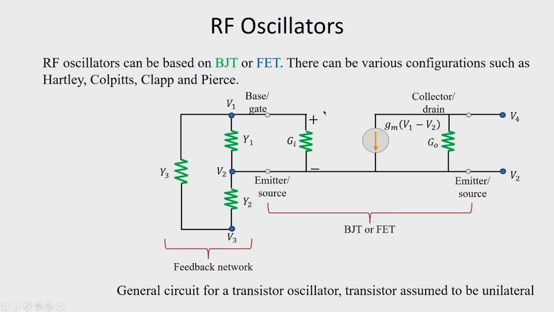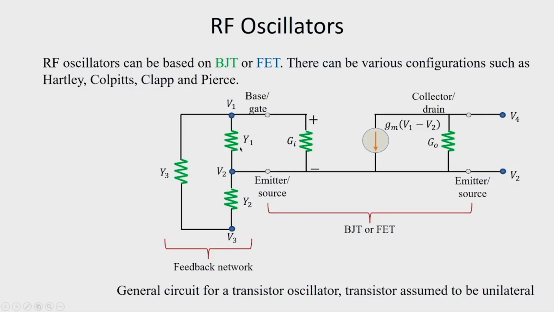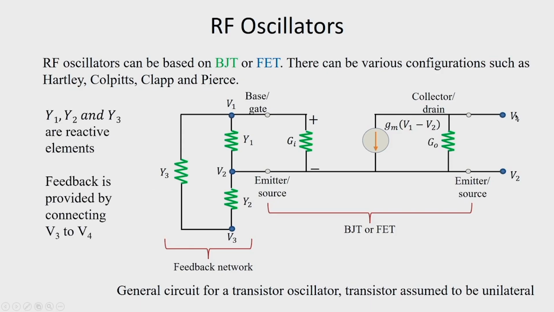In case of a FET, this terminal is the gate terminal, this is drain terminal, and this is source terminal. We have a feedback network which usually comprises reactive elements which are represented as Y1, Y2 and Y3. Now, feedback is provided by connecting this V3 and V4.